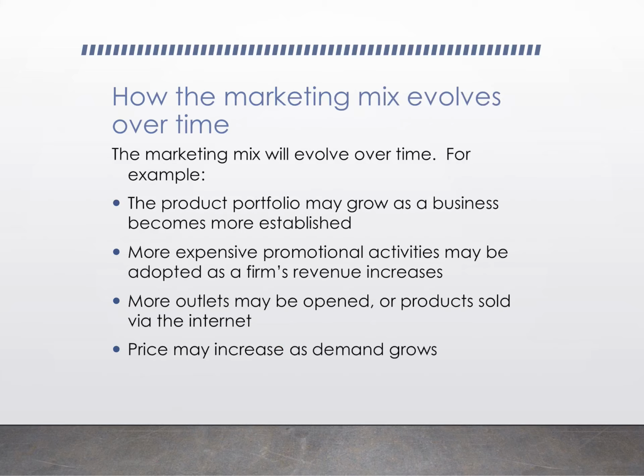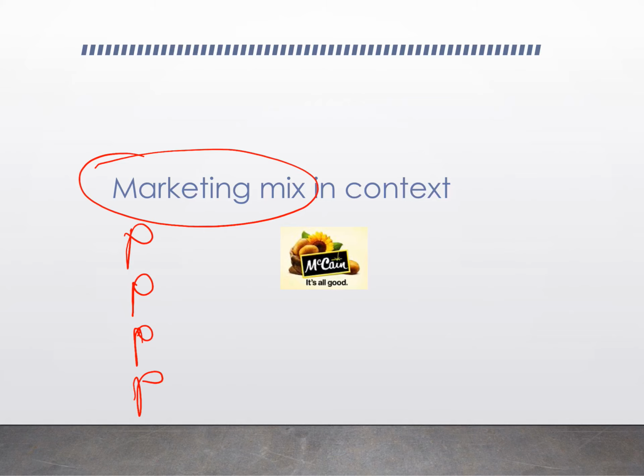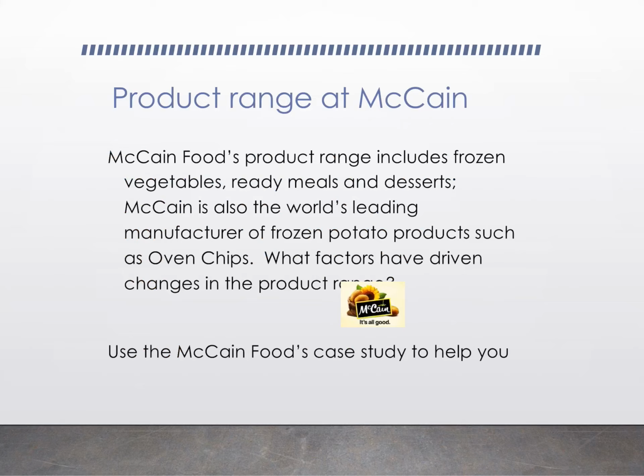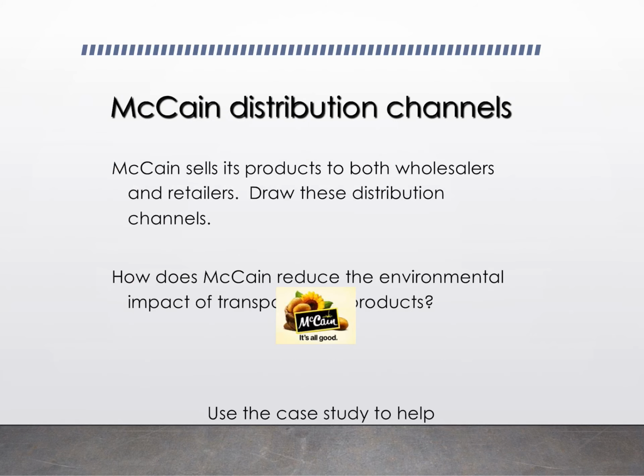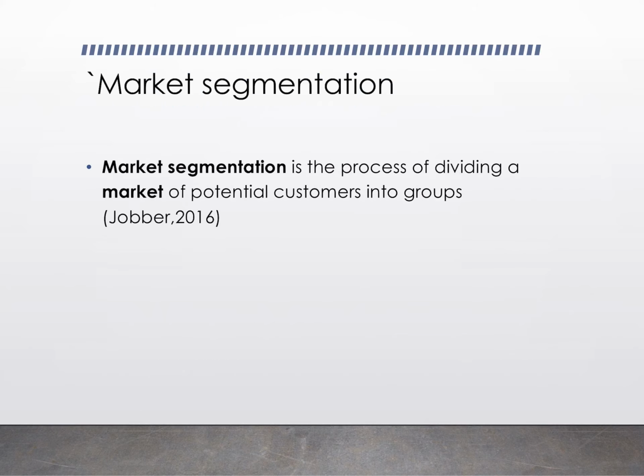Right, how the marketing mix evolves over a period of time. It's self-explanatory, so I would be expecting you to read these sections. Marketing mix in context. You know marketing mix means product, price, place, promotion. So I have given an example over here. Some explanations have been provided. So I would be expecting you to read and understand it. If you have any queries, you should be able to get back to me on this area. Yes, promotions of McCain product.